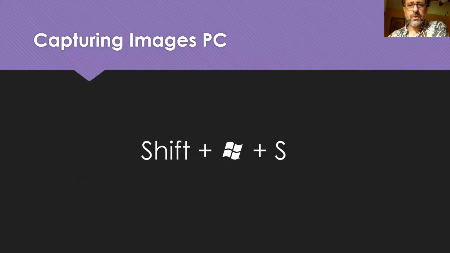The PC also has a third way, which is just a set of shortcut keys. You would hold and keep holding down Shift, hold down the Windows icon button, and then tap the letter S, and that will give you a little reticle crosshair cursor that you can use to draw out an area on the screen and capture just that area.